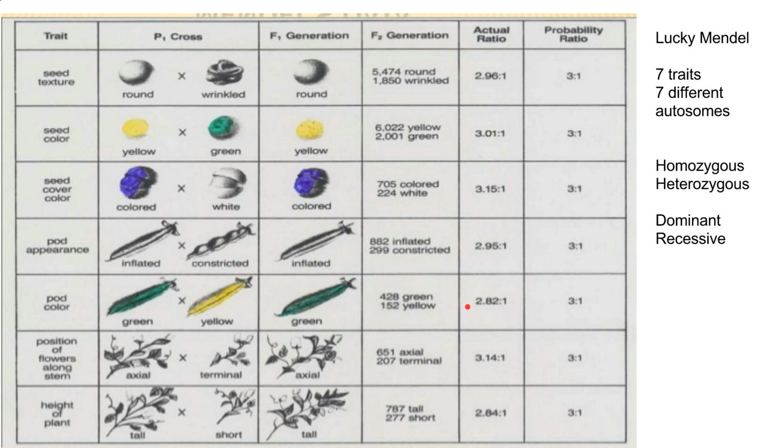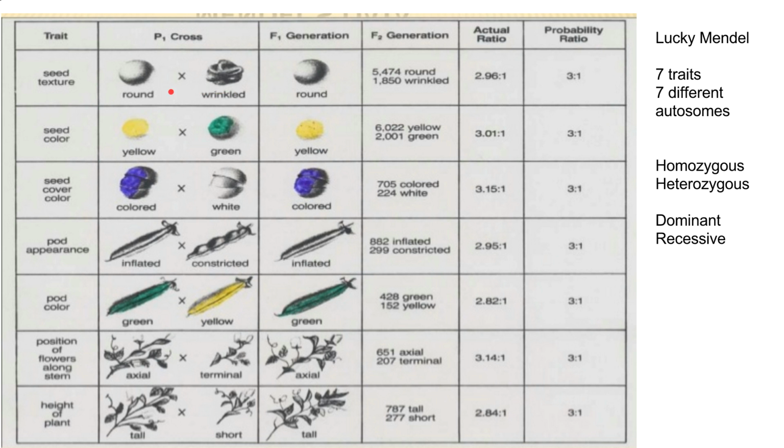So, Mendel, and this is going to be important because we're going to get into this P1, F1, F2, but Mendel was really lucky because he was looking at 7 different traits and none of them were linked. They were all on separate autosomes, separate chromosomes. So, that is incredibly fortunate.